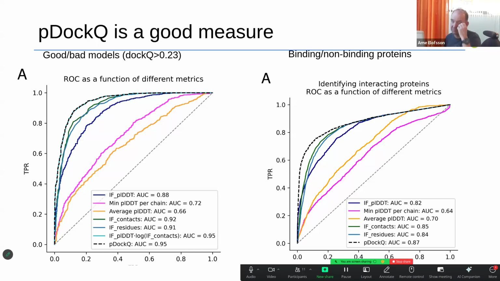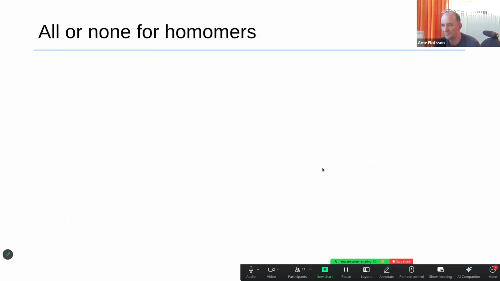We developed a scoring function called pDockQ that could be used for predicting if the model was correct or not. It can also be used for predicting interactions, so if two proteins interacted or not. It was basically based on the quality of the predictions together with the size of the interface.